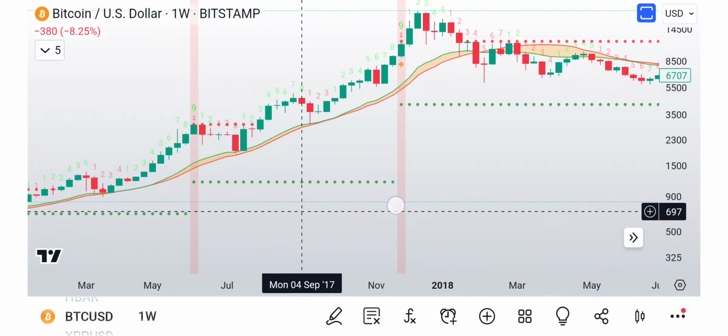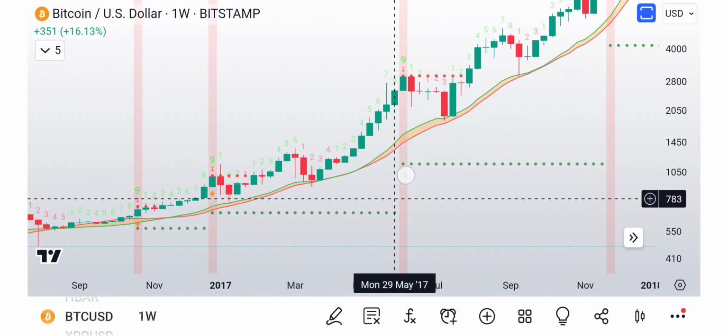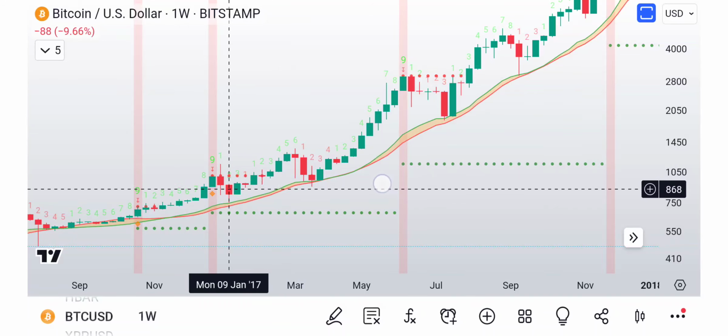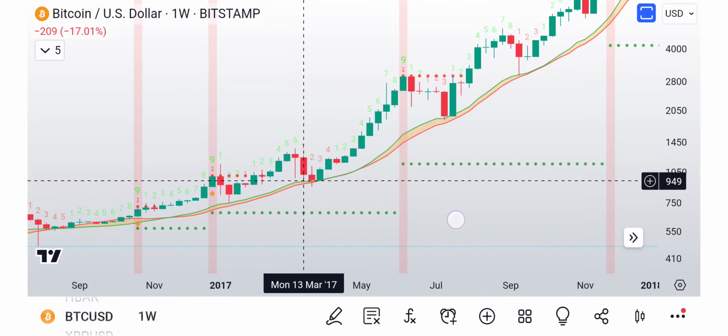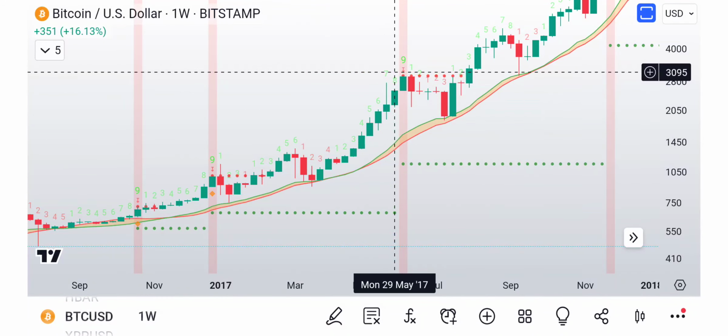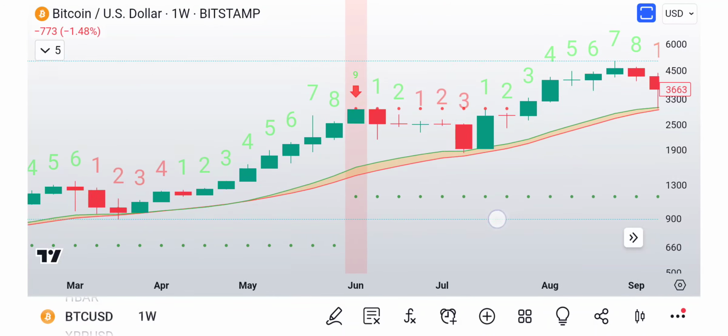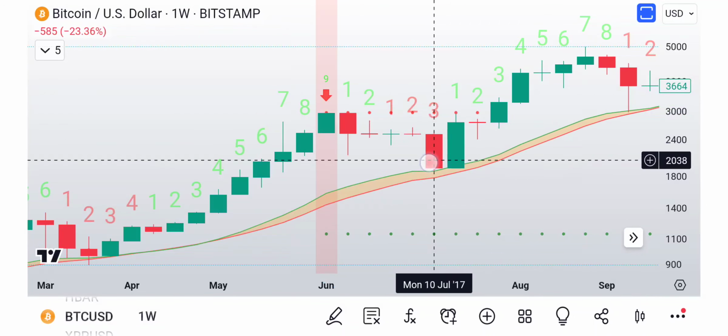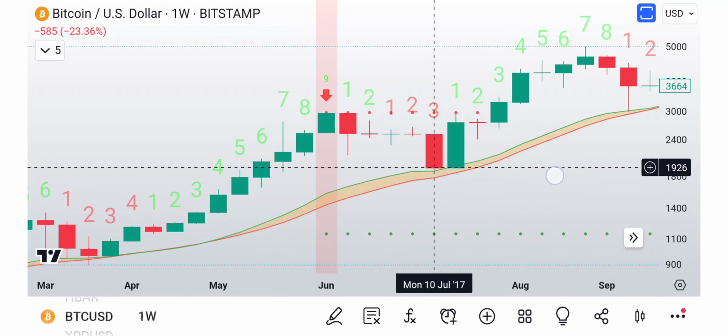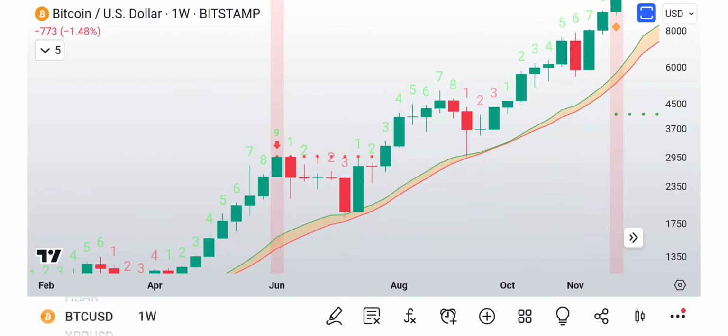And look at this. This was probably one of my favorite 9s right here. A back test of the bull market support band. Continuation going up. 9 sell on the dot. Pulled back the price right into the bull market support band, then continued higher.